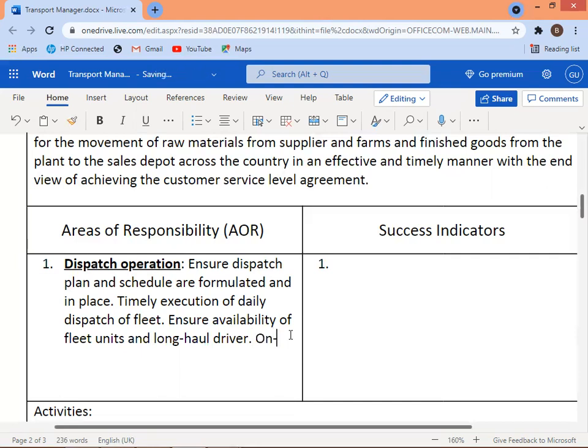I would say on time. I will put it hyphenated: on time and in full. This is the most important key performance indicator in the transport department. Delivery should be on time and in full delivery, all right, of materials from farms to the manufacturing plant, or from supplier to manufacturing plant, of materials or finished goods, are achieved.